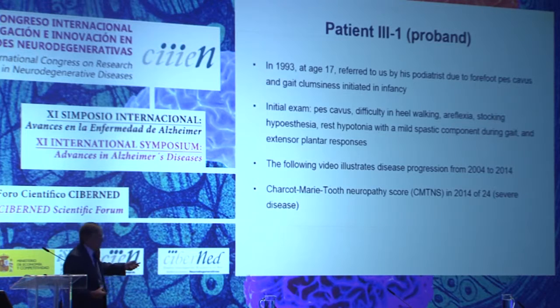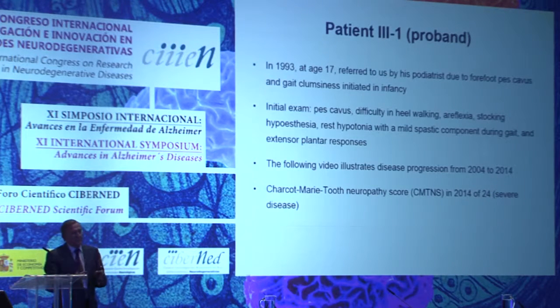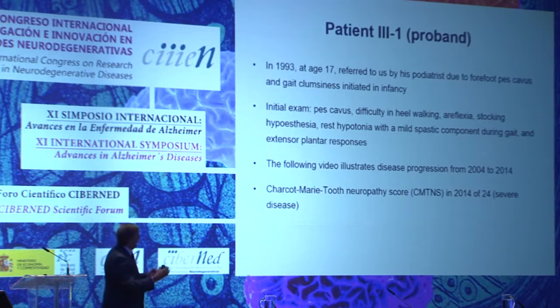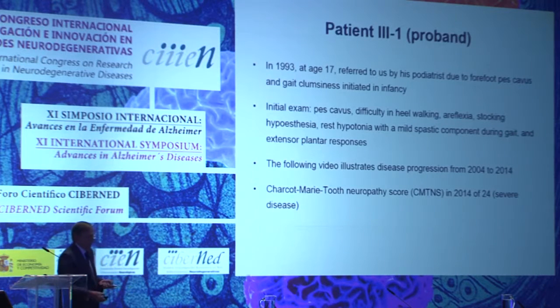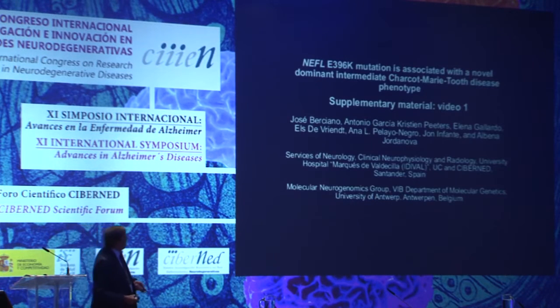The Charcot-Marie-Tooth neuropathy score, which is a combination of electrophysiological data and clinical data, gave a score of 24, indicating severe disease. We classify 1 to 10 as light, 11 to 20 moderate, and 21 or more as severe disease. And now you see the video.